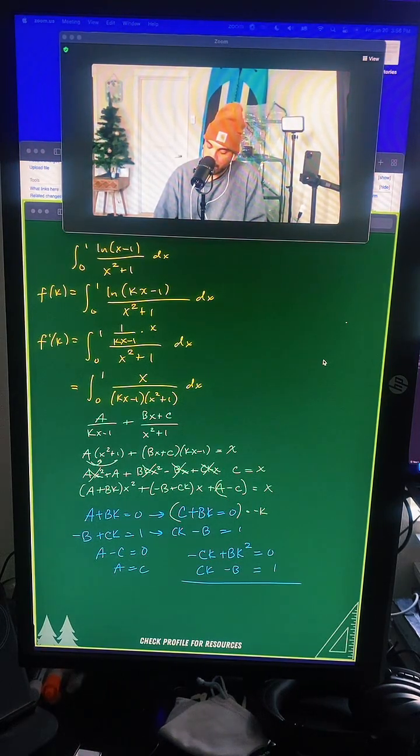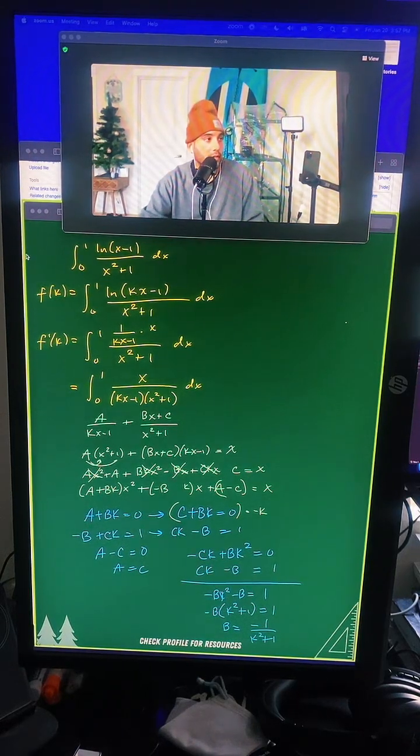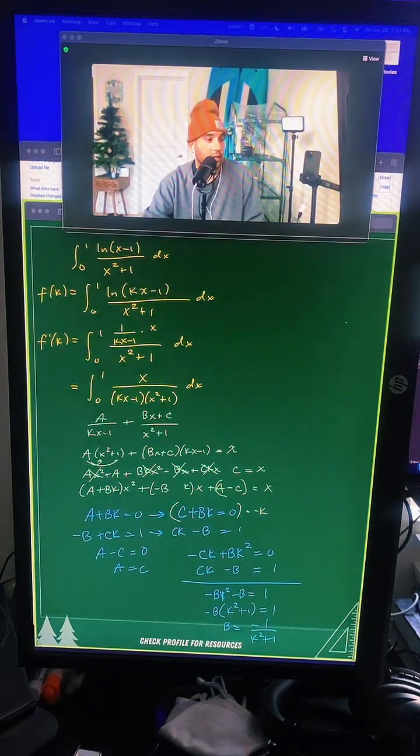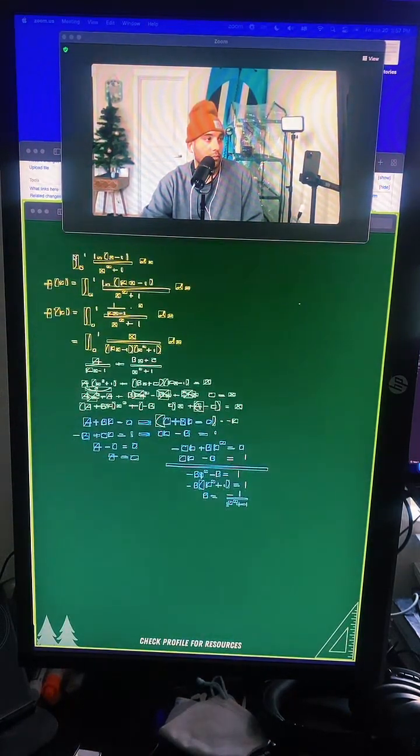So then I am left with negative bk squared minus b is equal to 1. So if I factor out a negative b, I get k squared plus 1 is equal to 1. So b is equal to negative 1 over k squared plus 1. Well, that gives us something in terms of k. And now we just got to figure out what c is equal to, and then that'll tell us a. Okay, well, I think that helps in some capacity.